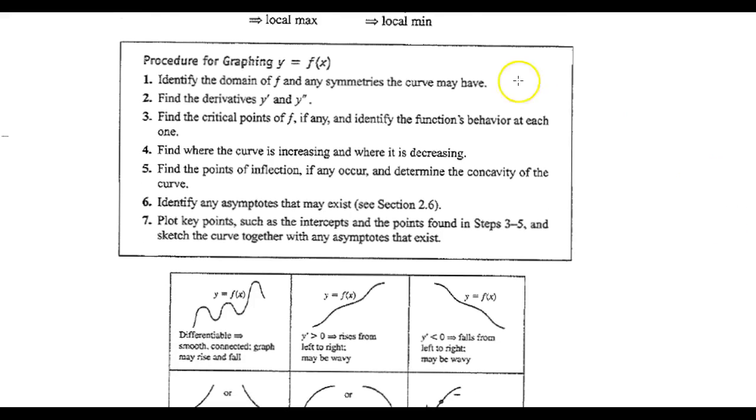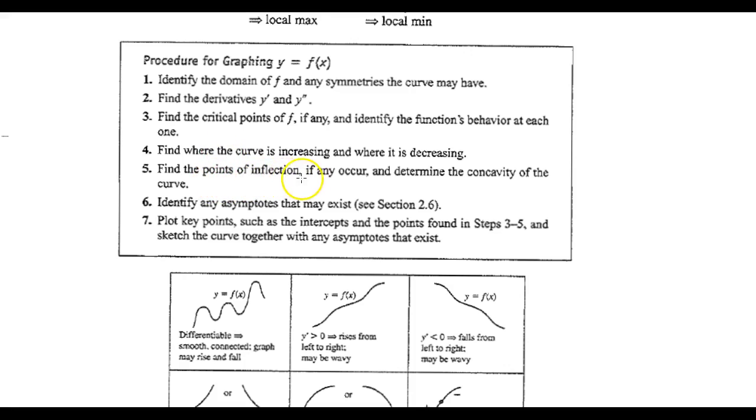Okay, if you want to graph a function, first of all, you want to identify the domain of it and any symmetries the curve may have. Find the derivatives y prime and y double prime. Find the critical points of the function, which is where the first derivative is equal to 0 or is undefined, and identify the function's behavior at each one, what is going on there. Find where the curve is increasing and where it is decreasing, so intervals of where the first derivative is positive or negative.